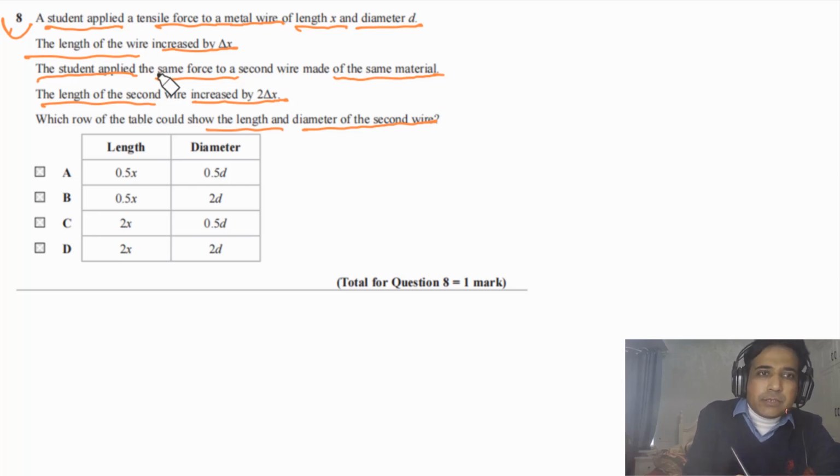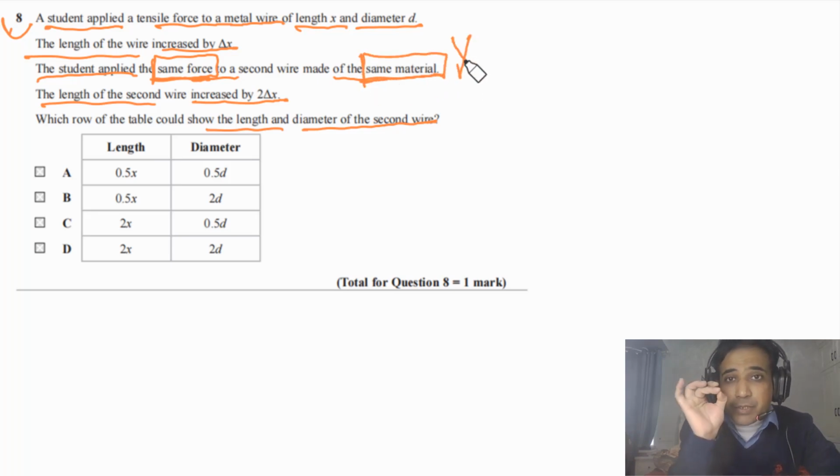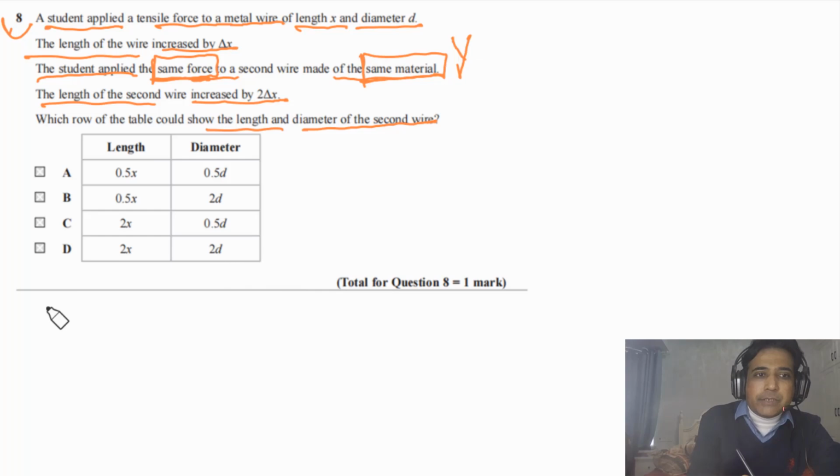For this question, it is given to us that the same force is applied. So the force is the same for both wires, and the same material. It means Young's modulus is the same, but spring constant is not the same. K is different, but Young's modulus is the same because Young's modulus does not depend on the dimensions of the specimen. So we can start with Young's modulus, which is equal to stress over strain.